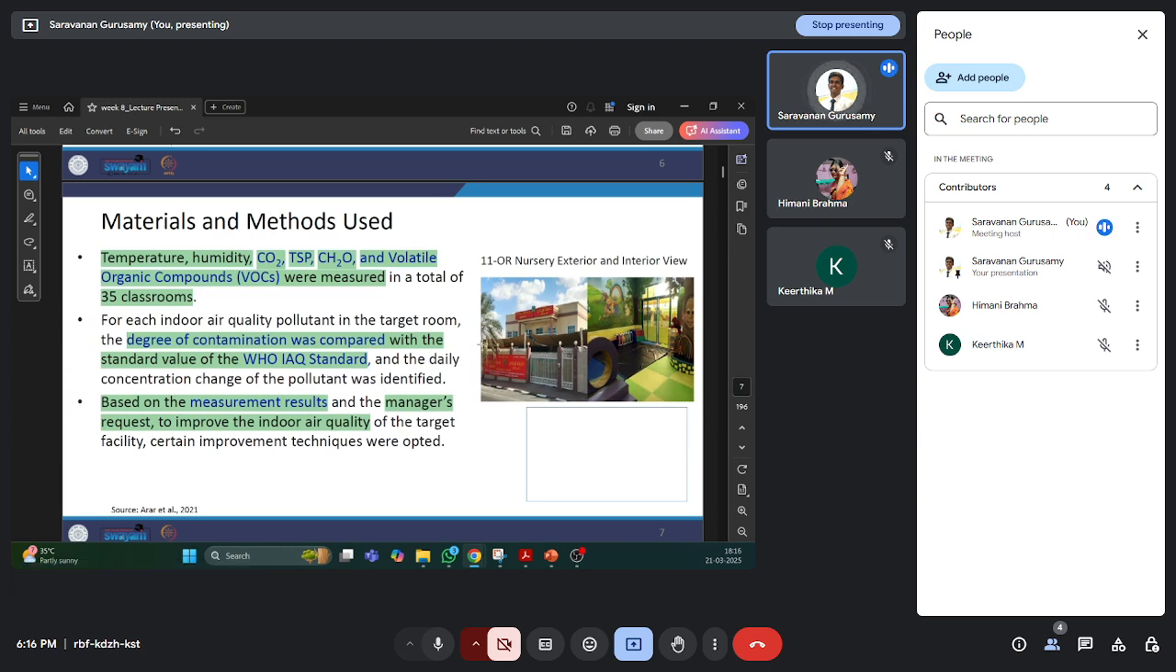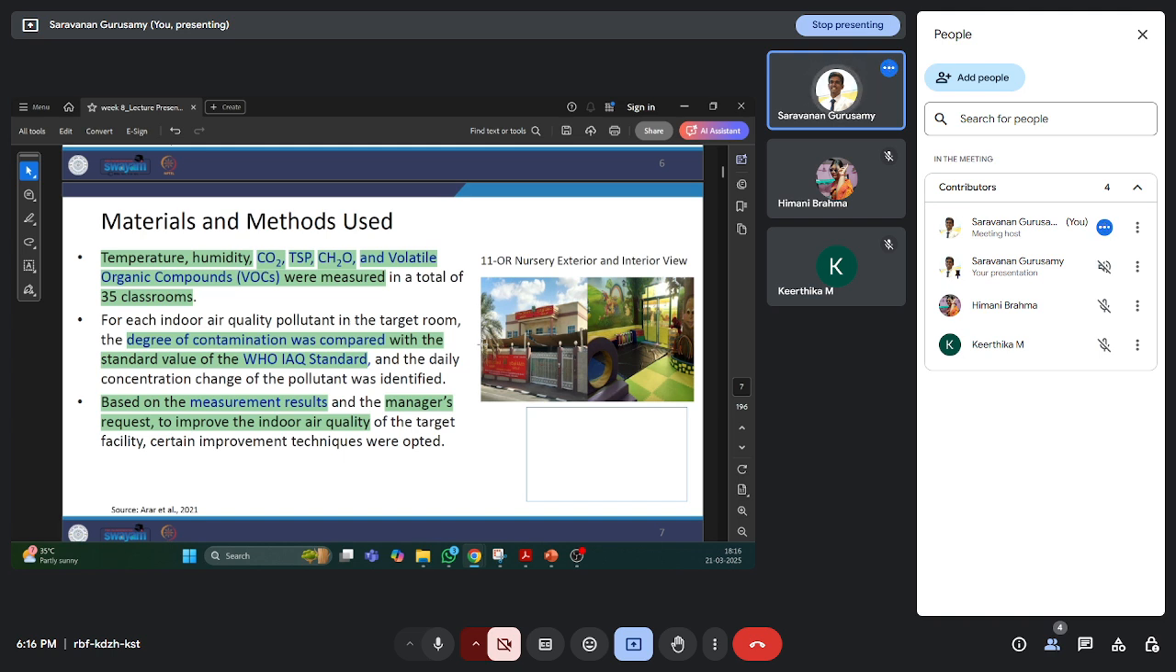And what are the pollutants they measured? Temperature and humidity, these are parameters. And then CO2, TSP, that is total suspended particulates. Then CH2O, formaldehyde. Then volatile organic compounds, that is VOC, were measured in a total of 35 classrooms. You can see 16 nurseries and 35 classrooms. What is the impact? Room to room impact they have also measured.